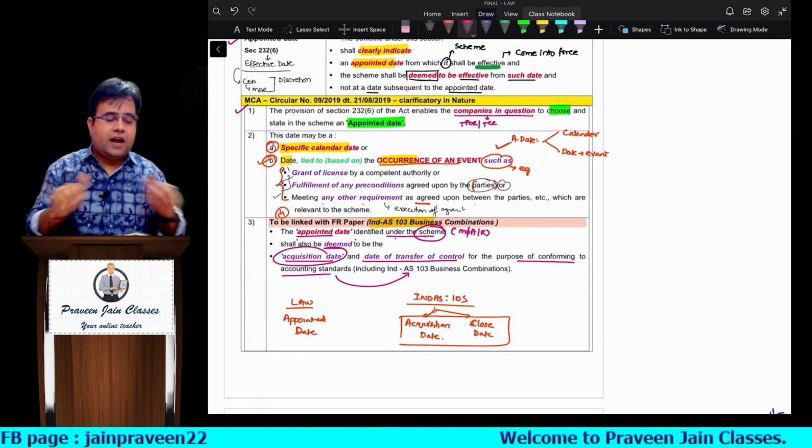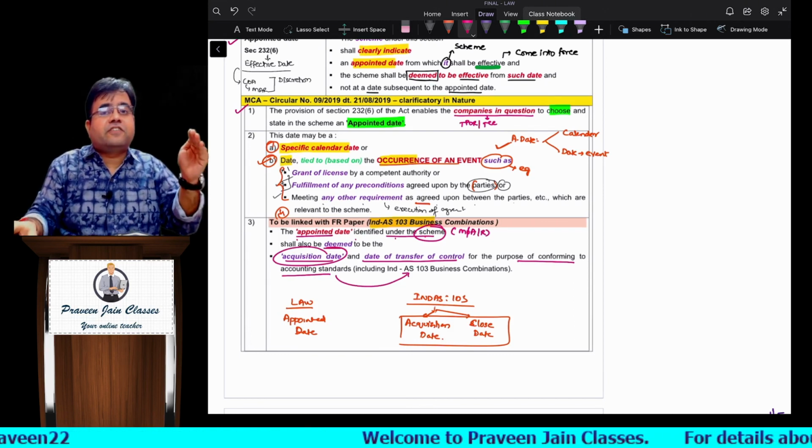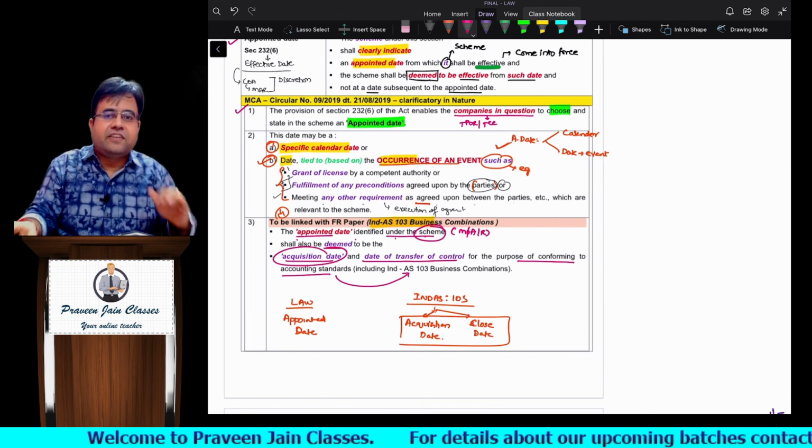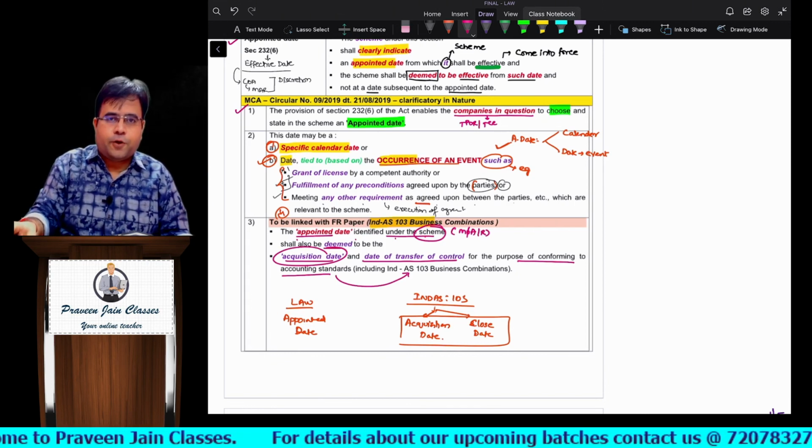Clear है बच्चा? So that ends the entire summary of section 232 subsection 6, and also indirectly we have revised 232 subsection 5 also. Okay, thank you very much.